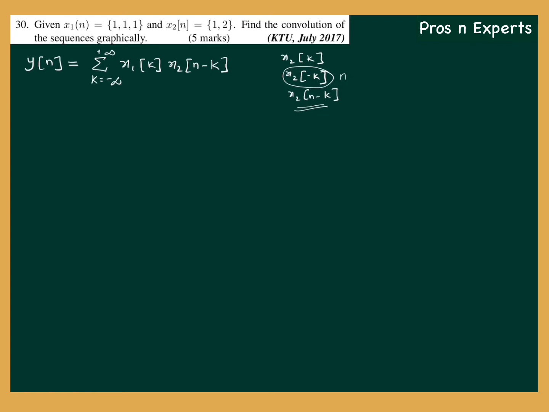Initially I'm going to draw x1 of k. This is x1 of k with index k, and 1 1 1 are the amplitude sample values at 0, 1, 2. In the question there are no arrow marks given, so we can take the first sample at n equal to 0 by default. Now I have got x1 of k on the board. Next is to draw x2 of k, then x2 of minus k, and then find x2 of n minus k accordingly.